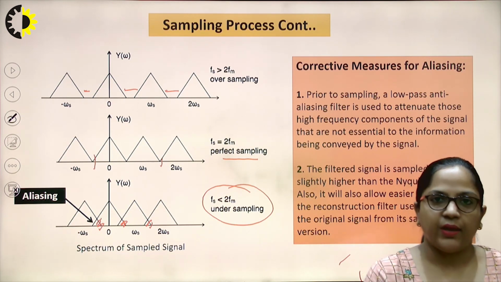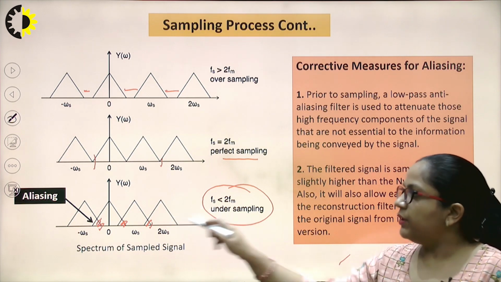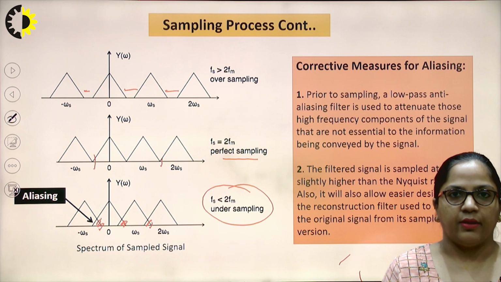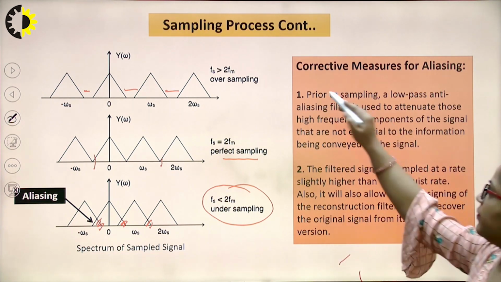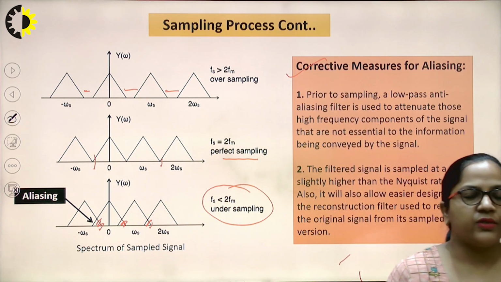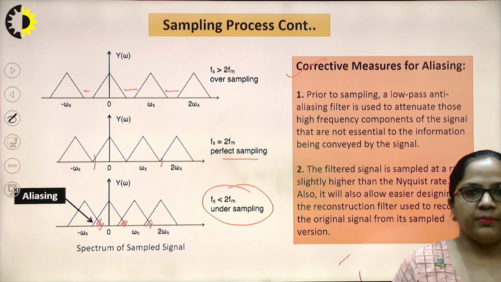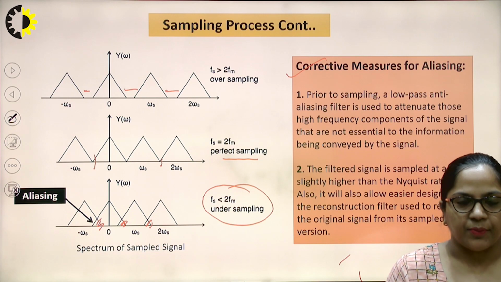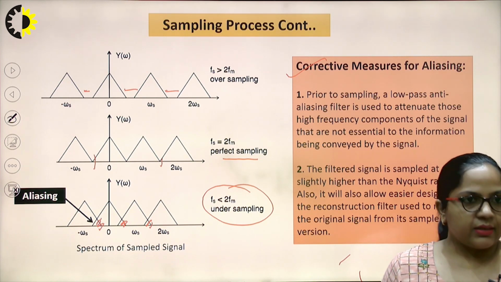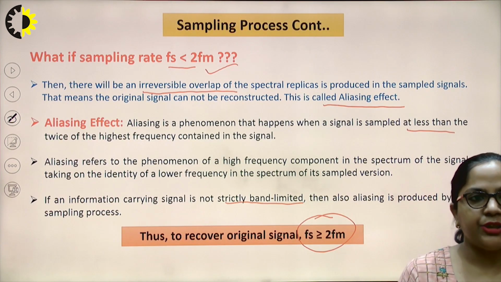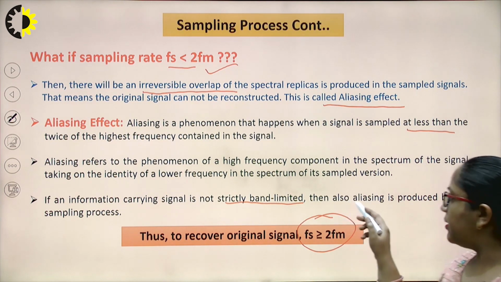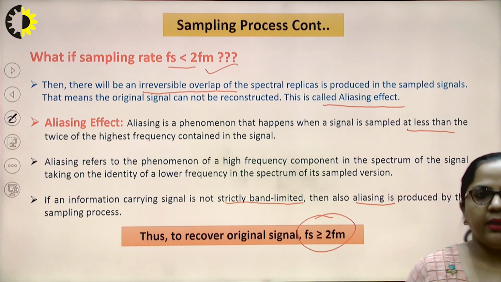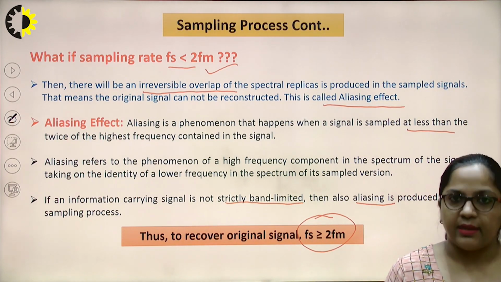Once the aliasing occurs, we cannot remove it, but we can take some precautions so that aliasing will not occur. So what corrective measures can we take? The first one: prior to the sampling, we can apply a low pass anti-aliasing filter. What is another condition for the occurrence of aliasing? That if the information carrying signal is not strictly band limited, then also aliasing can occur.